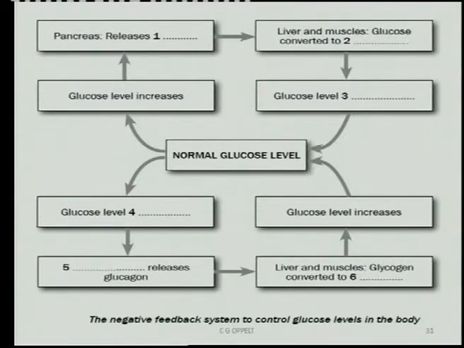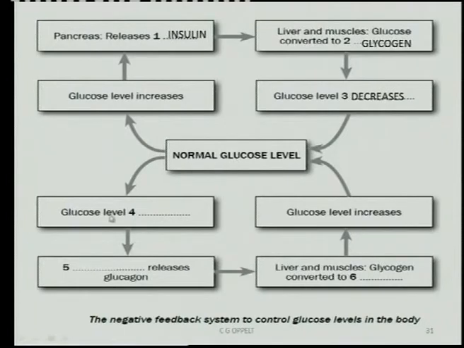Okay. Here we have the pancreas. We only have a few minutes, but let's quickly see. So when the glucose level increases, it must be lowered. So insulin is secreted. The liver and muscles, what happens? Glucose is converted into glycogen. The glucose level will decrease, and the glucose level will become normal again.